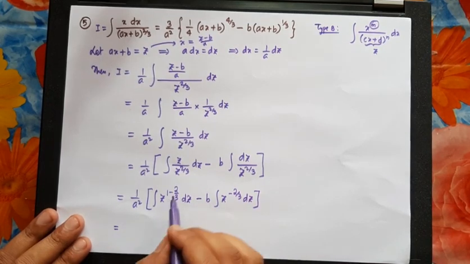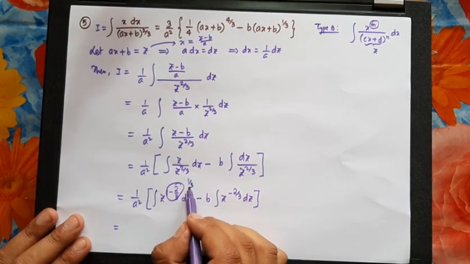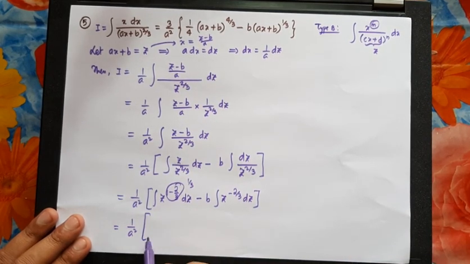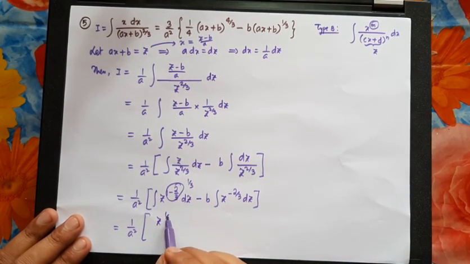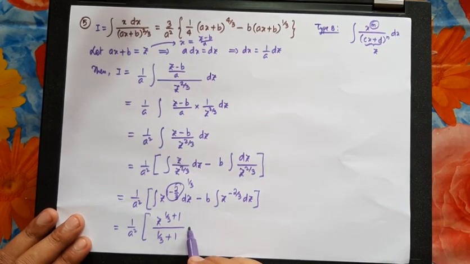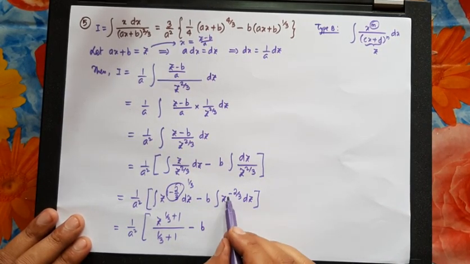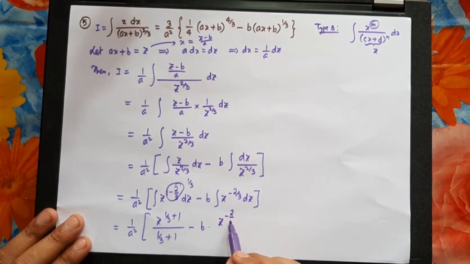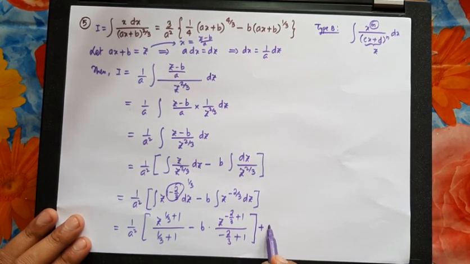So how much is this? This is in the form x to the power n, so this will be x to the power n plus 1 whole divided by n plus 1. Now similarly we have minus b. This is also in the form x to the power n, so we have x to the power n plus 1 divided by n plus 1, with constant of integration.